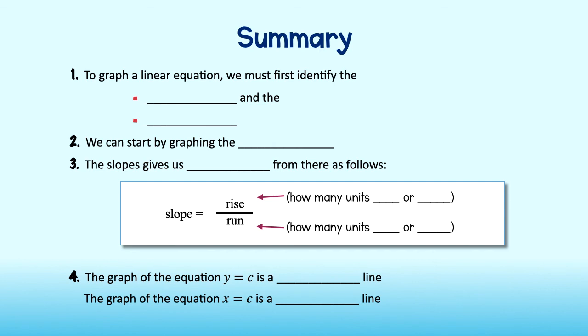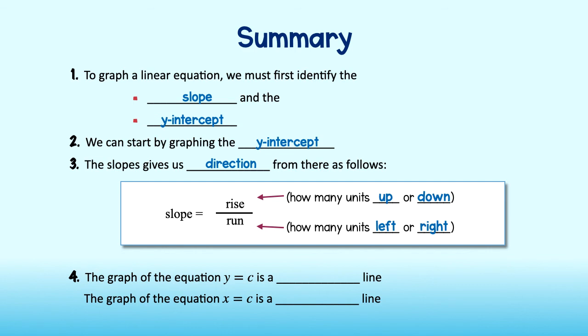All right, we did a few examples together, but let's summarize how to graph a linear equation. See if you can fill in the blanks as we go. First, to graph a linear equation, we must first identify the slope and the y-intercept. We can start by graphing the y-intercept. The slope gives us direction from there as follows. The rise, it tells us how many units up or down to go. The run, it tells us how many units left or right to move.